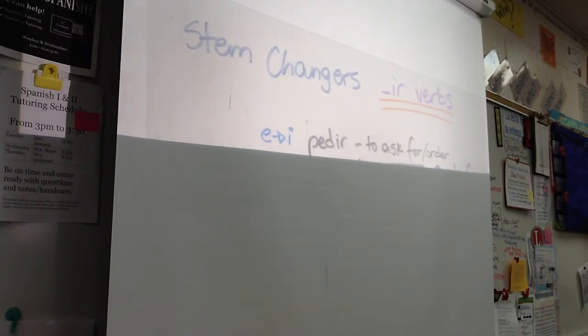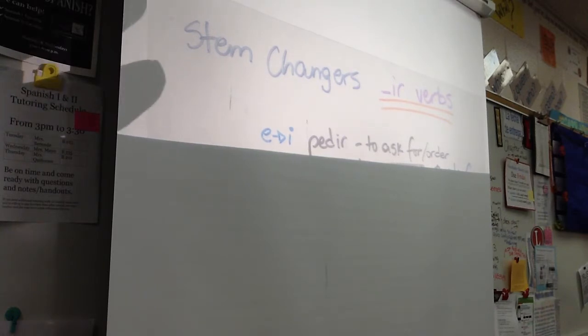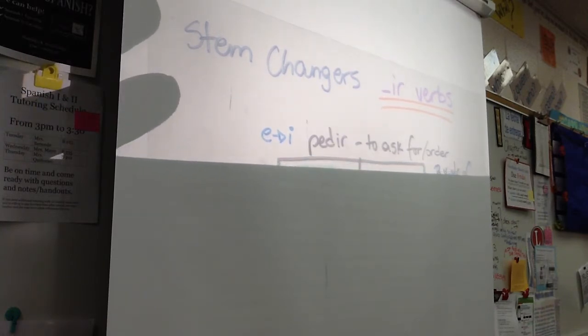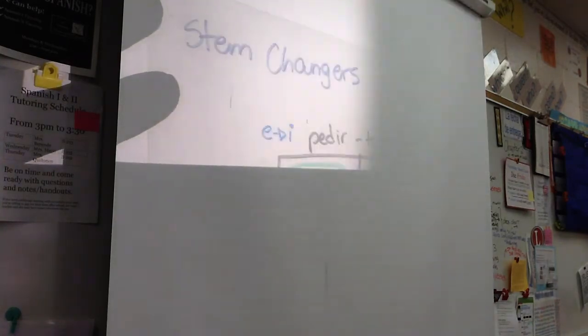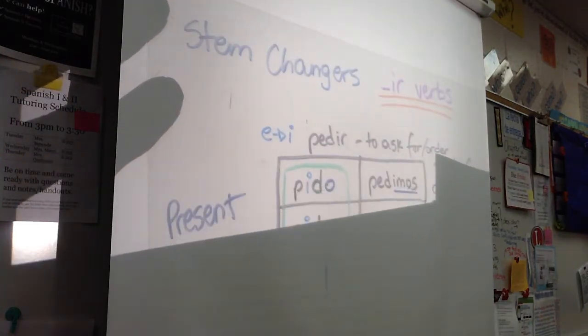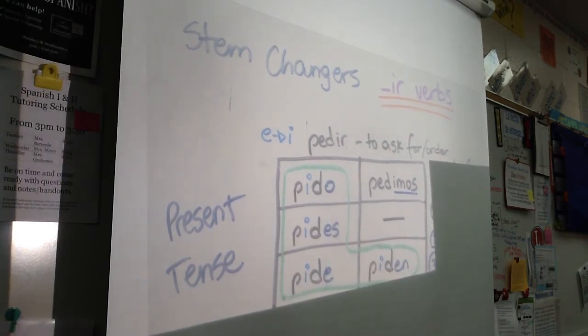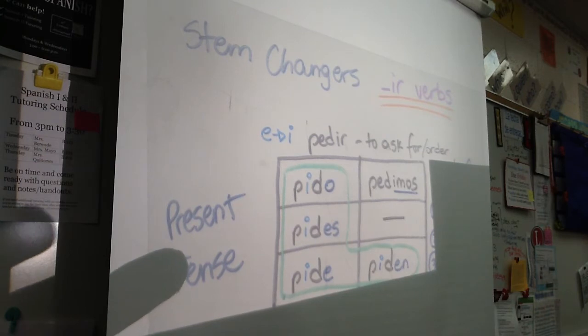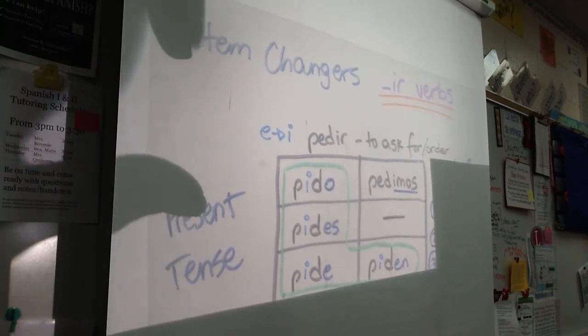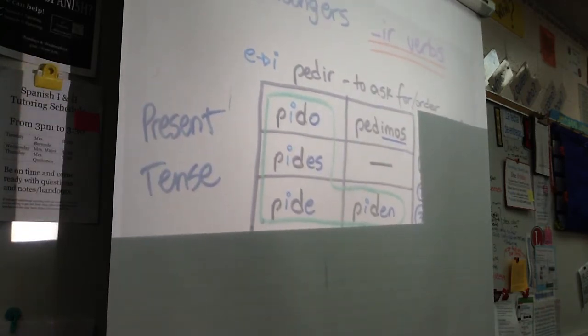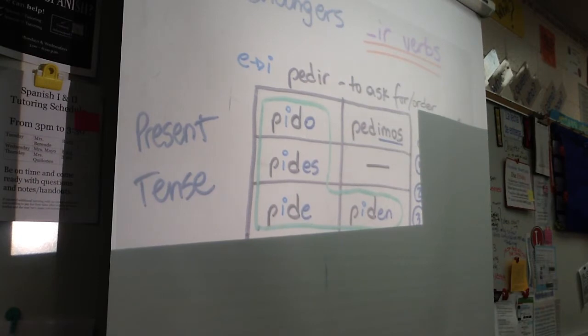How do we conjugate it? What do we change it to? Good. So E to I change. And where do we make those changes? In the boot. In the boot. Good. So nosotros is always out. So pido, pides, pide, pedimos, piden. Obviously notice that we're using present tense endings, so this is in the present tense.